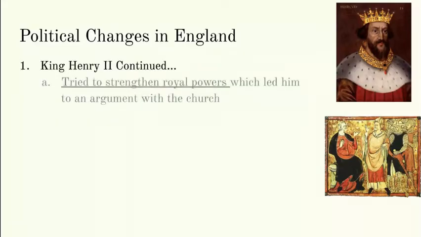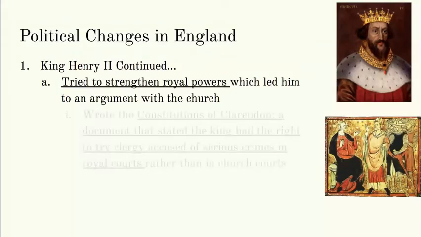Now, continuing on with Henry II, he tries to strengthen those royal powers. And as we know, this leads him to the argument with the church, right? He's like, even if you're part of the church, you have to follow my laws. The church is like, dude, no, we have our own powers. We have our own laws. You don't get to control us. And so that leads him to an argument with the church. And we all know that he struggled a little bit with that.